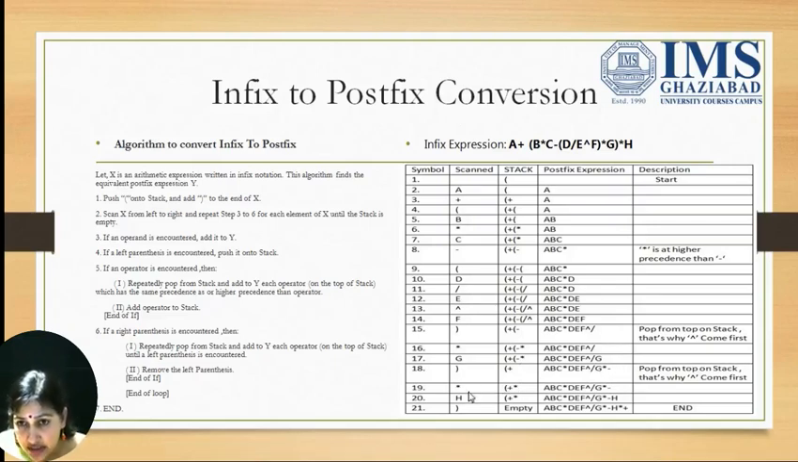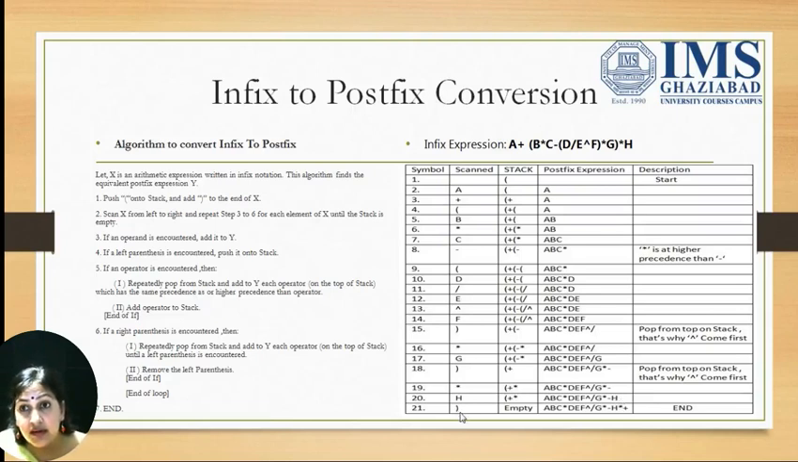Then multiplication is encountered, added to the stack because no same or higher precedence operator exists on the top of the stack because plus has lower precedence than multiplication. Then H is encountered, add to the postfix expression.